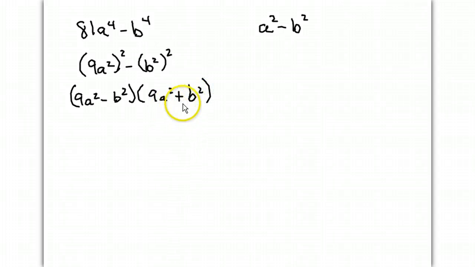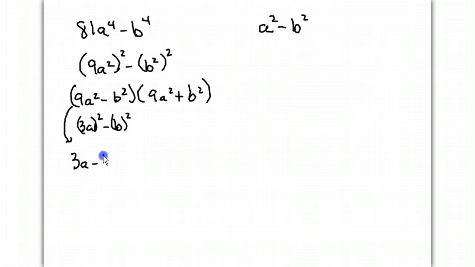Again, when you look at the plus, you're fine. You're finished with that part. When you look at the minus, I still have a difference of squares. This parentheses here can be written as a 3a squared minus b squared. So just this part alone can be written as 3a minus b times a 3a plus b.